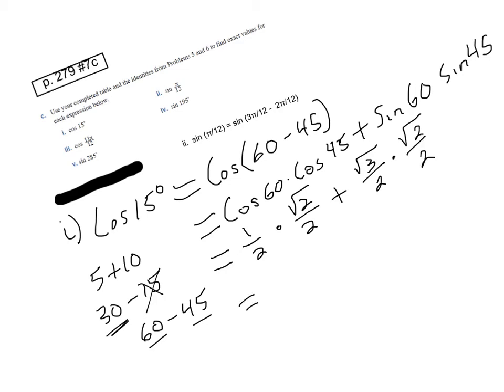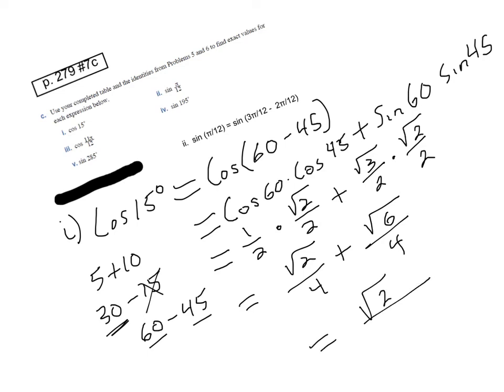Let's clean this up a little bit. 1/2 times square root 2 over 2 is the square root of 2 over 4, plus square root 3 over 2 times square root 2 over 2 is the square root of 6 over 4, which is equal to the square root of 2 plus the square root of 6, all over 4.